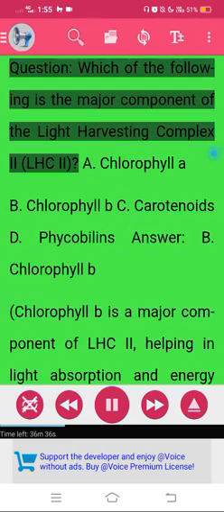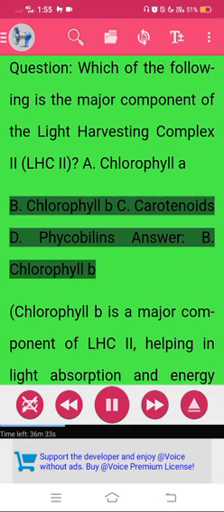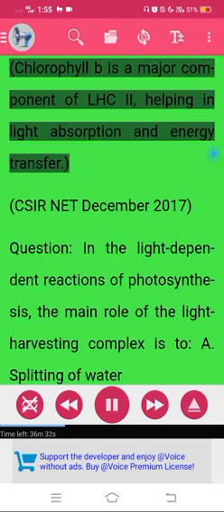CSIR NET June 2018. Question: which of the following is a major component of the light harvesting complex 2, LHC2? A. Chlorophyll a. B. Chlorophyll b. C. Carotenoids. D. Phycobilins. Answer: B, chlorophyll b. Chlorophyll b is a major component of LHC2, helping in light absorption and energy transfer.